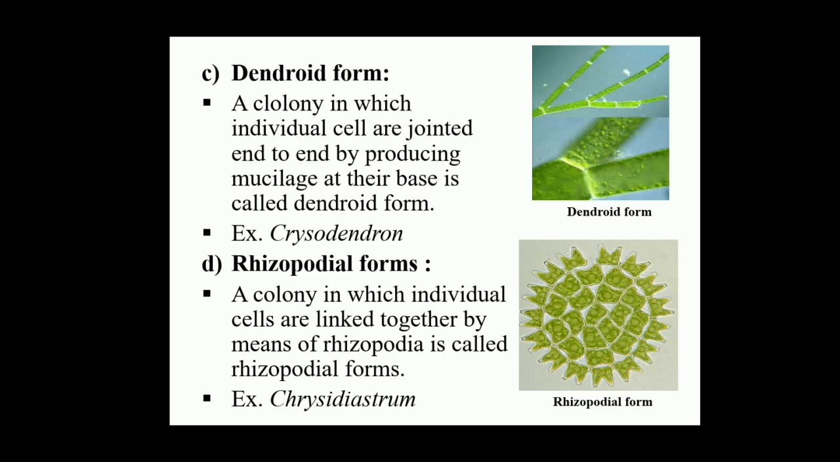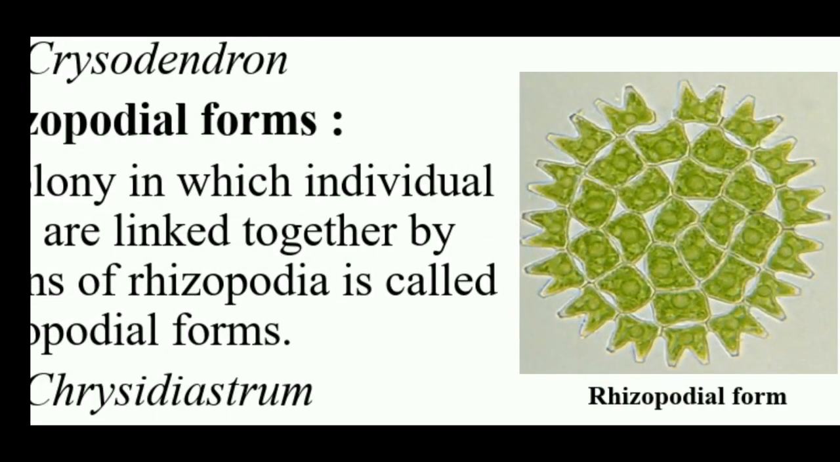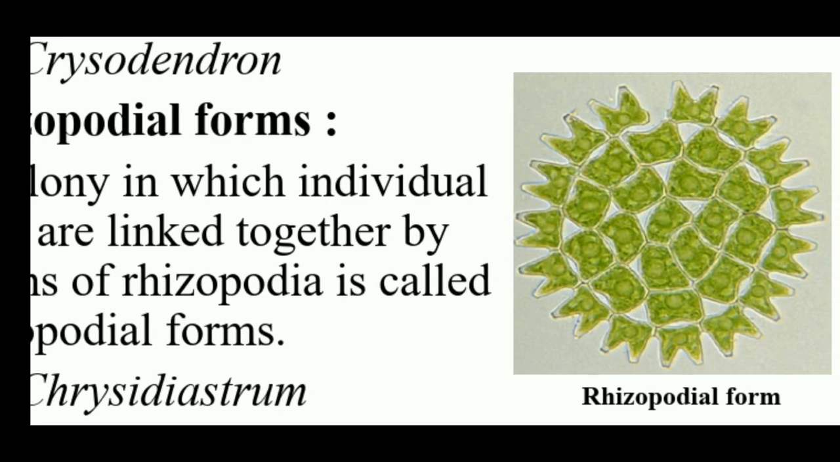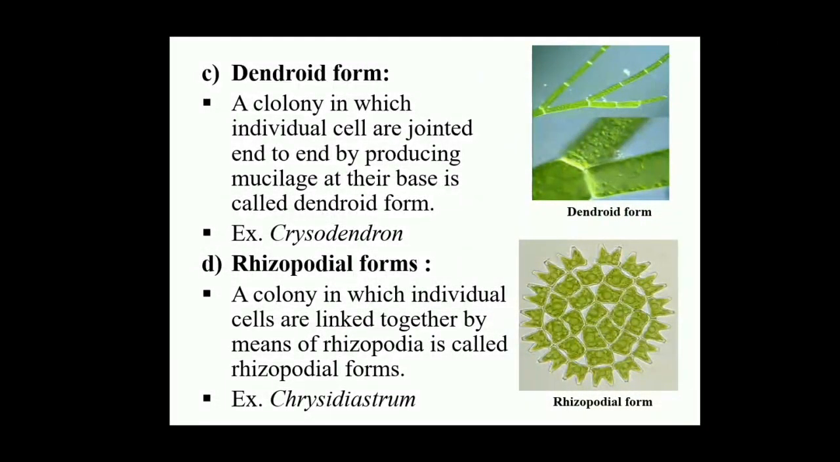Rhizopodial form. The name itself suggests: rhizopoda means pseudopodia. A colony in which individual cells are linked together by means of rhizopodia is called rhizopodial form. In this, a single colony has individual cells joined together by rhizopods. The example is Chrysidiastrum.